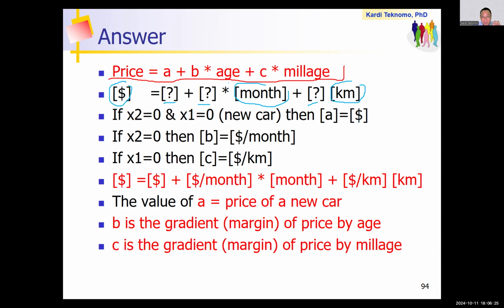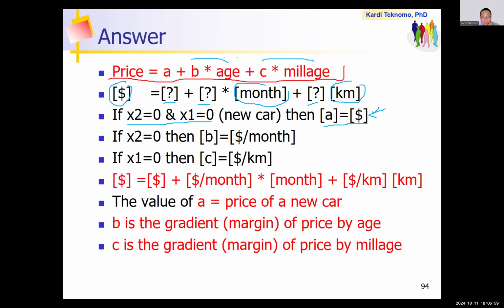So for example, if the age and the mileage are both 0, then the price is equal to A, isn't it? So in that case, the price is equal to A, that means this is a new car. A is practically the new car. That means the unit of A is also the same as the price. So now I have the unit of A is equal to the price.